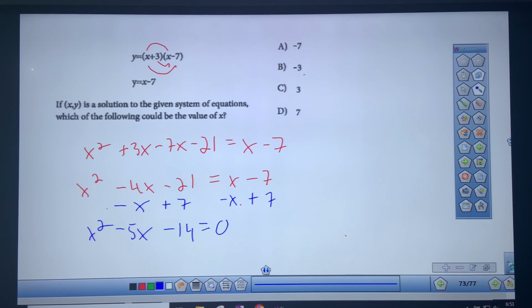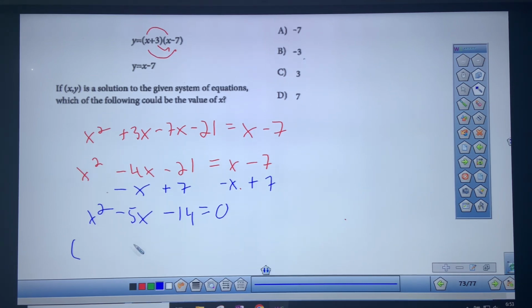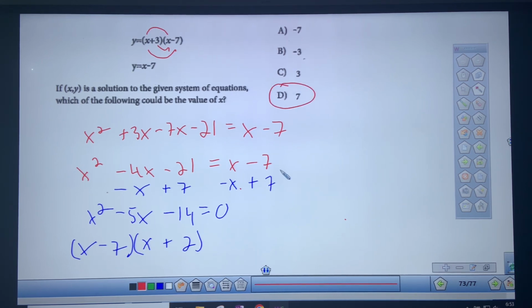Could be a value of x. So let's see. X minus 7 plus 2. So negative 2, but 7 would be a possible answer. X equals 7 would make it 0. I should have done that a little bit quicker.